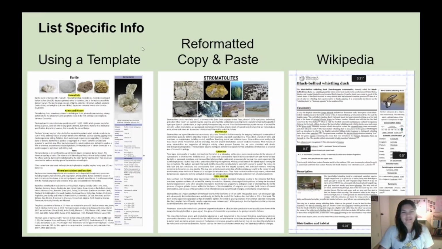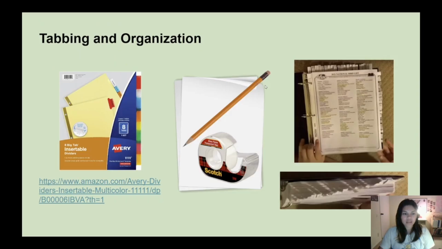So yeah, that's 3 different strategies that you could use for making these kind of bio pages for all of the list specimens. And finally, organizing your binder. There's going to be another video that goes more in depth on how to tab, but this is just an example of how I organize my ornithology binder.